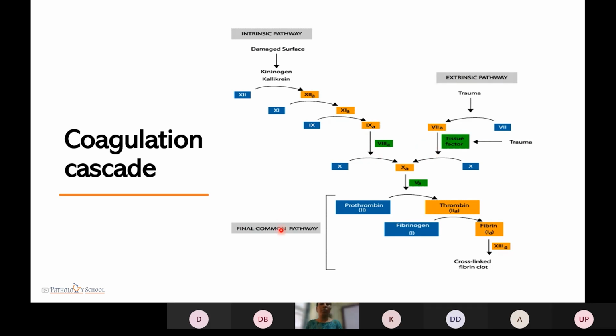And then comes the final common pathway. The activation of factor 10, either by extrinsic or intrinsic pathway, marks the beginning of the final common pathway. The activated form of factor 10 combines with factor 5, which in turn converts prothrombin into thrombin. Thrombin splits fibrinogen to fibrin monomers, which spontaneously polymerize in the presence of factor 13 to form a cross-linked fibrin clot. It is the first point at which the fibrin clot is formed.